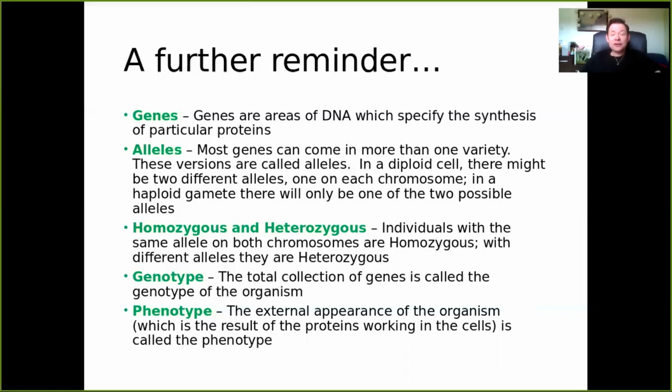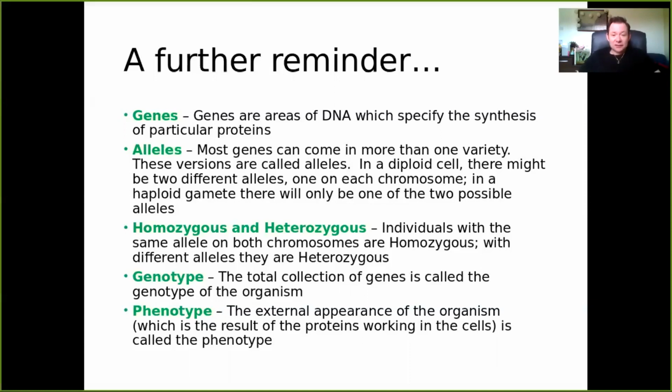Okay, so in a haploid gamete: diploid is when you have two sets of chromosomes, haploid is when you have only one set. Eggs and sperm only have one set. So in a gamete, in an egg or a sperm, there will only be one of the two possible alleles. So you only pass on one of your alleles to the next generation.